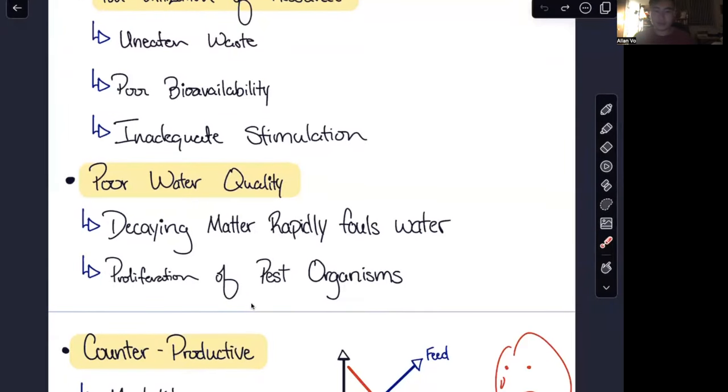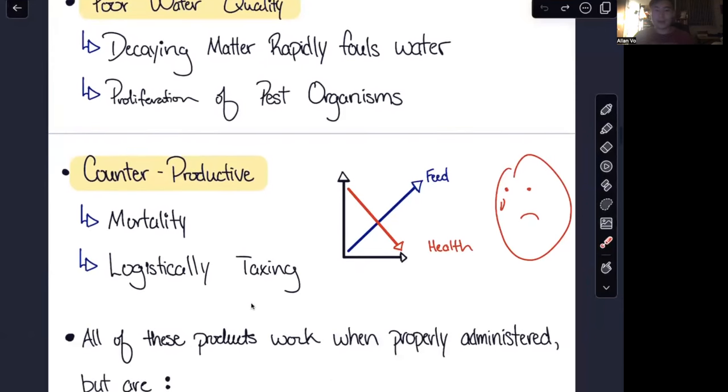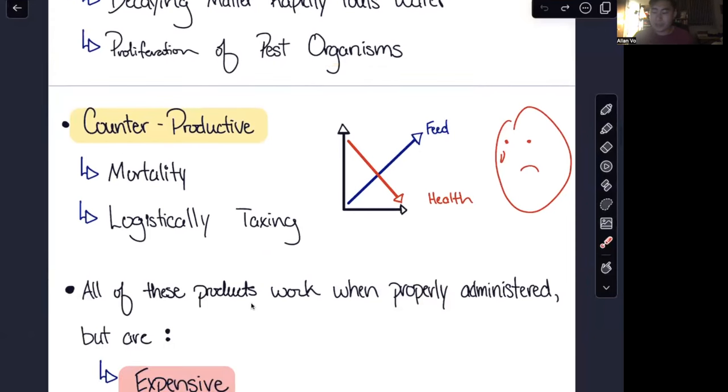Overfeeding also leads to poor water quality. If you just add a little bit of extra food, that extra matter rapidly decays, and if it's not properly processed, it just turns into a fouling agent, which can also lead to more pests like algae, aiptasia, stuff like that. Feeding more is kind of counterproductive in some cases. In some cases it leads to more mortality, and just feeding more is logistically taxing. It's going to cost more, it's going to take more time, stuff like that.